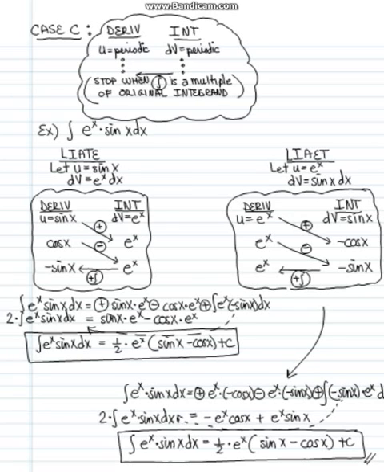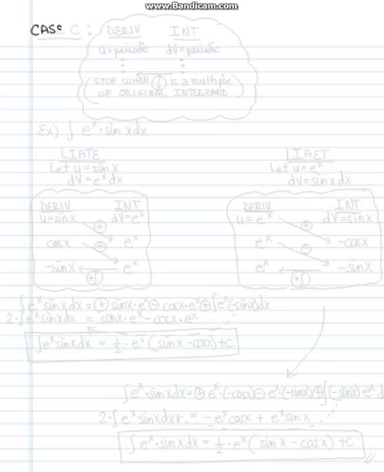Okay, more examples. Starts is case C. In this case, we have our derivative and we have our integral. And u equals a periodic function, and dv also equals a periodic function. Periodic, like trig function, exponential function, something that just keeps, you take the derivatives, you take the integral, they keep oscillating back and forth, back and forth.